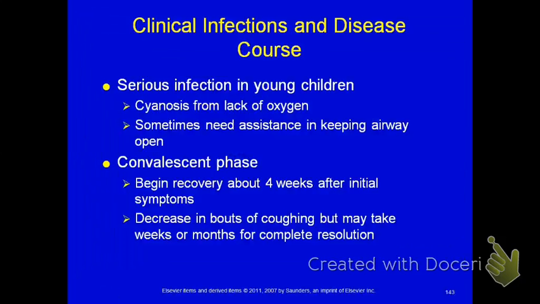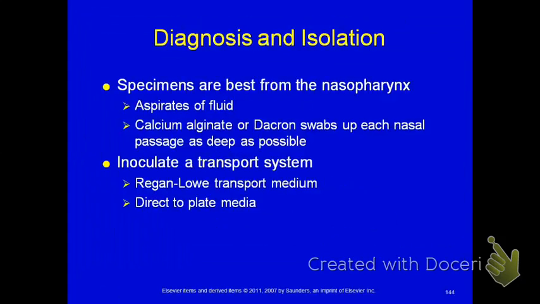Serious infection in young children will result in cyanosis due to lack of oxygen. Sometimes they need assistance in keeping the airway open. This happens in the paroxysmal phase. Convalescent, as I've told you, begins 4 weeks after the initial infection. There is a decrease in bouts of coughing, but it may take weeks or months for complete resolution.